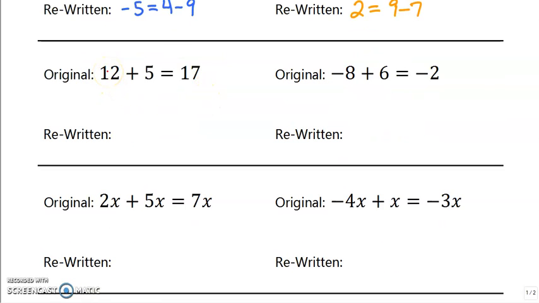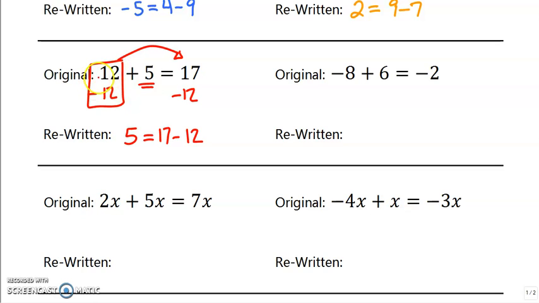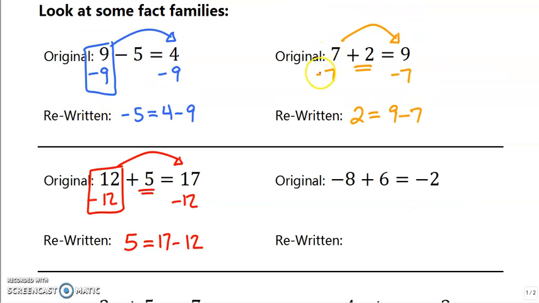Here's another problem. We have 12 plus 5 equals 17. I'd like to keep the 5. So that means we have to move the 12 to the other side to make a new member of the fact family. So to do that, if I have 17 and 12, that would be 17 minus 12 gives us 5. So we're going to subtract 12 on both sides of the equal sign. Notice what's happening is we're doing the opposite. Whatever thing we're moving, if it's 12, we're going to subtract 12. If it was 7, we're going to subtract 7. If it was 9, we're going to subtract 9.